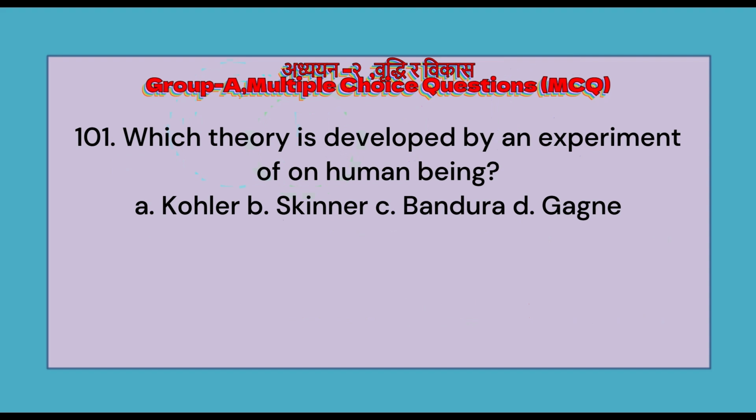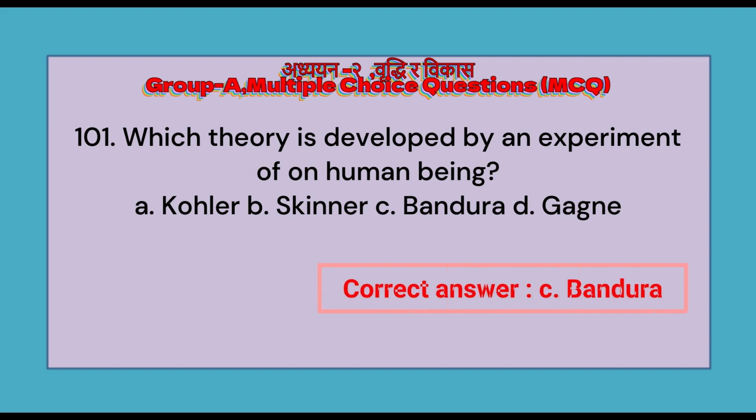101. Which theory is developed by an experiment on human beings? A. Kohler. B. Skinner. C. Bandura. D. Gagne. Correct answer: C. Bandura.